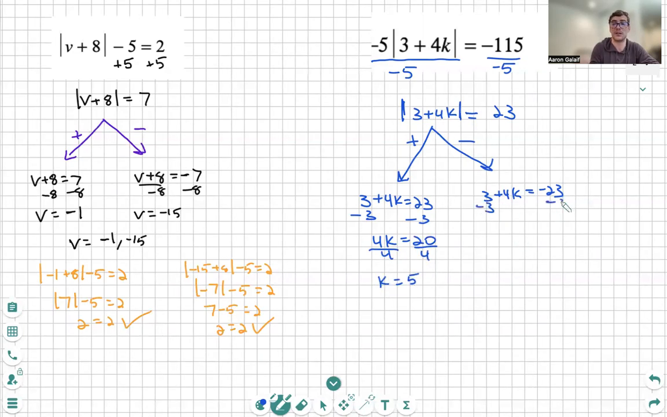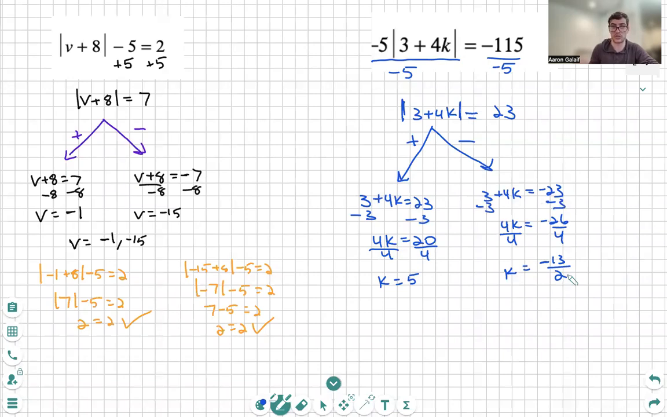Minus 3. 4k is equal to -26. Divide by 4. K is equal to -13 over 2. So as you can see, those are our two answers.